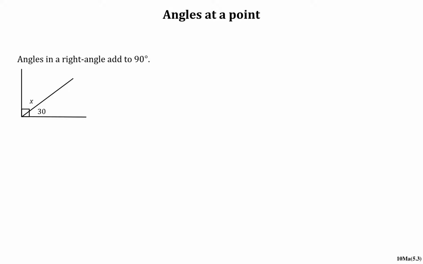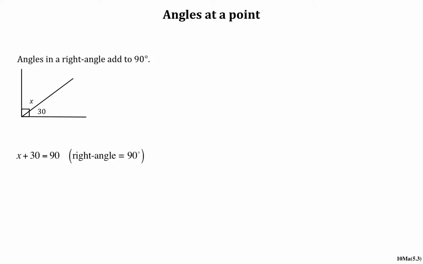Now, some revision. Right angles add up to 90 degrees. So for these two angles, you've got x plus 30, they'll add up to 90 because you've got a 90-degree angle when it's a right angle. Notice that I write the reason in brackets. We're going to start to really focus on this a bit later on.